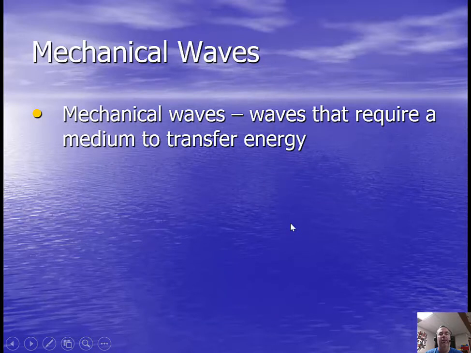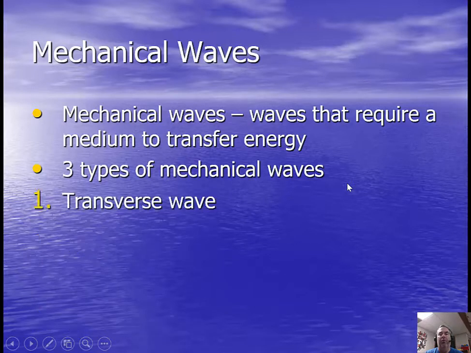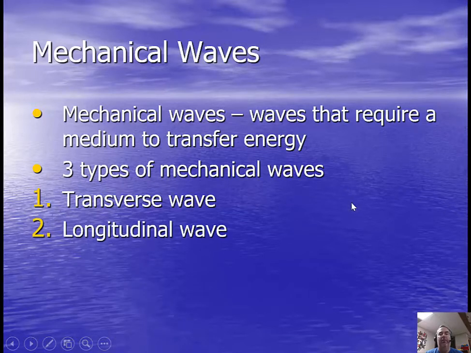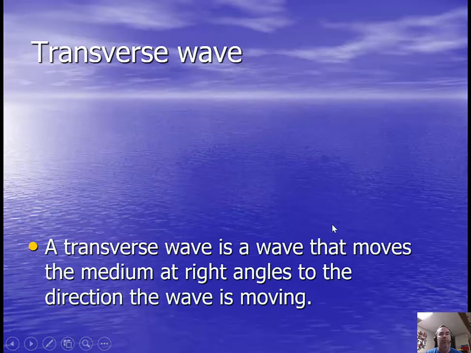Now, there's going to be three types of mechanical waves. Now, a mechanical wave is going to be any one of these waves that has to have a medium or a material to transfer that energy. The three types of mechanical waves are: the first one is going to be a transverse wave. Second one is going to be a longitudinal wave. And the third one is going to be a surface wave, often sometimes called a combination wave also.